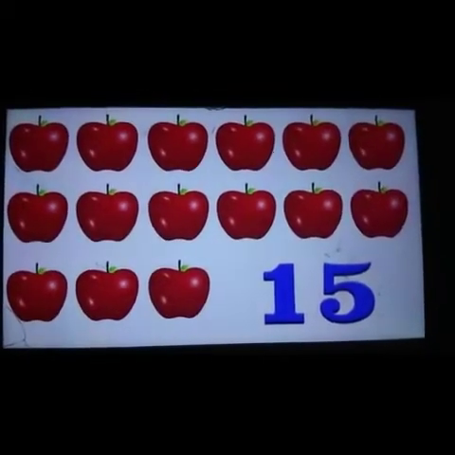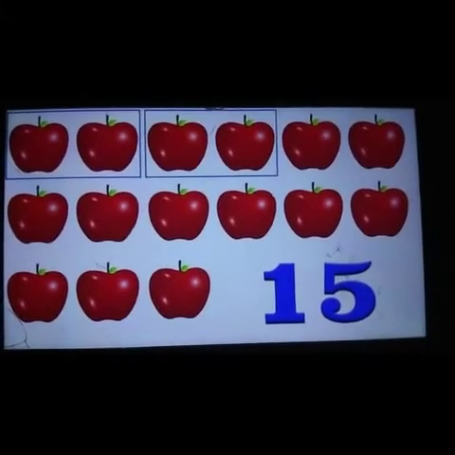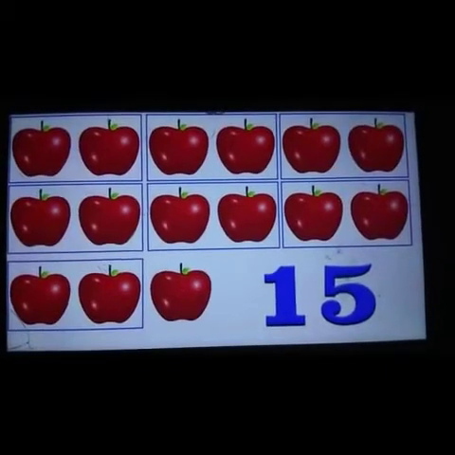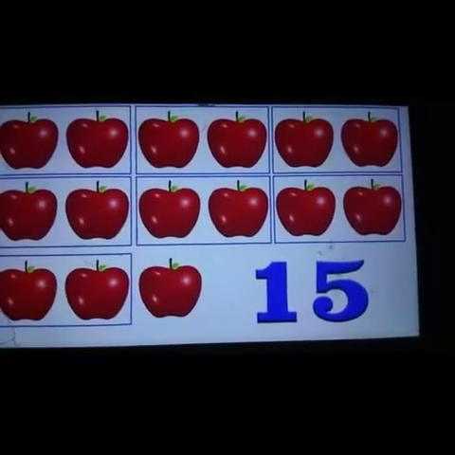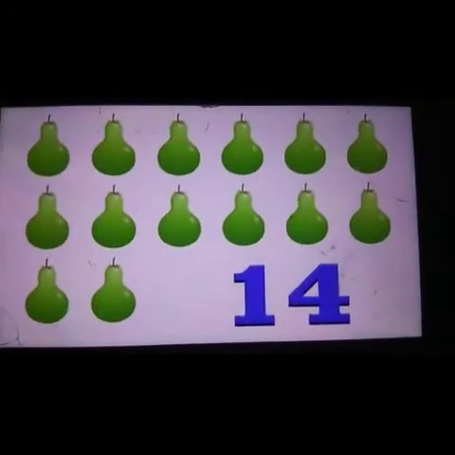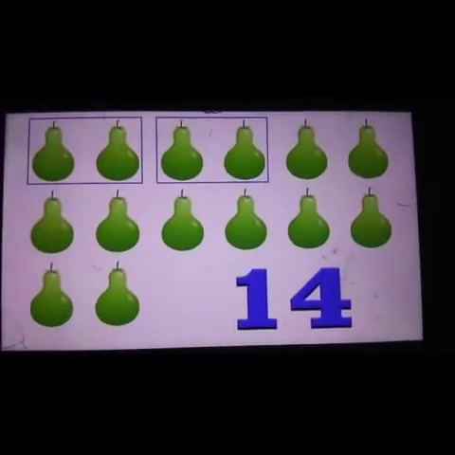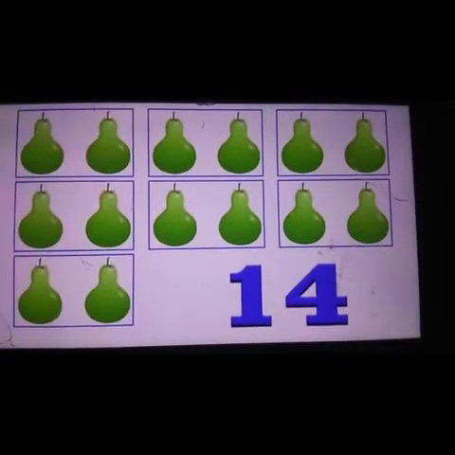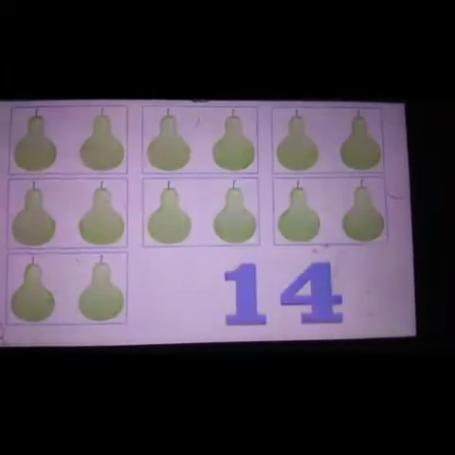Let's try it again. Is 15 an even number or odd number? Just pair them. Here one apple is remaining. So it is an odd number. Is 14 an odd number or even number? Pair the apples in 2. Yes, now no more pair is left, so 14 is an even number.